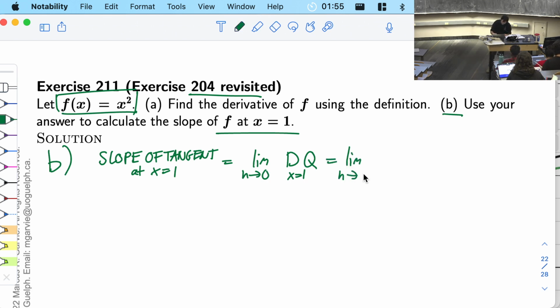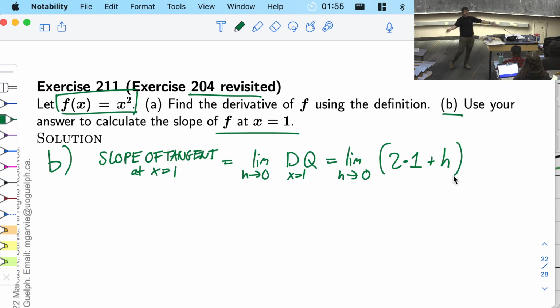As h goes to 0, the formula, based on the DQ that we calculated, the first row of our table, is 2 times x plus h, which is 2 times 1 plus h. So we're doing the limit as h goes to 0 of 2 times 1 plus h. And this is already a very nice limit to do, because we've done all the work of simplifying the DQ so that it's not a 0 over 0. We've already done all the hard work of calculating this limit. Now, this limit is just a plug-in limit.